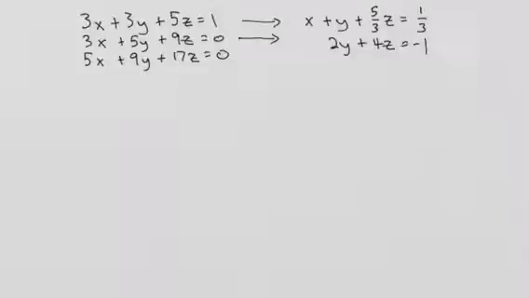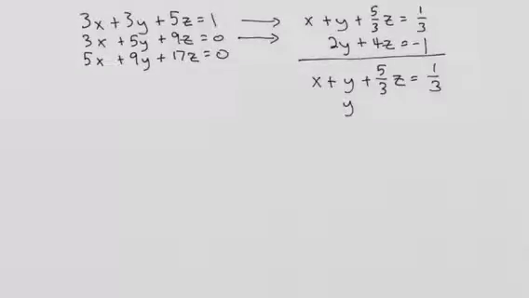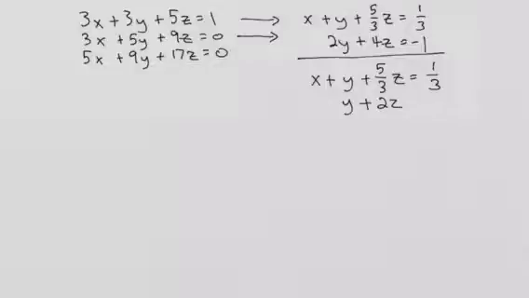Now, I'm not loving that. Well, I am. But one reason I'm not totally in love with that is because this equation doesn't have a coefficient of y equal to 1. So I'm going to divide everything by 2. Now I'm going to go ahead in this methodology and rewrite the second equation as y plus 2z equals negative 1/2.